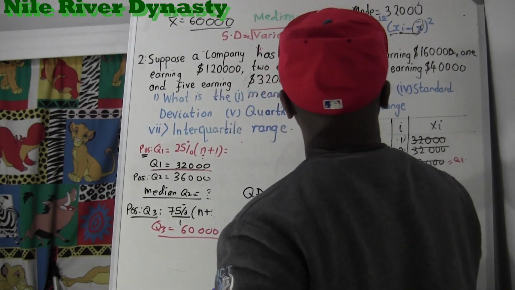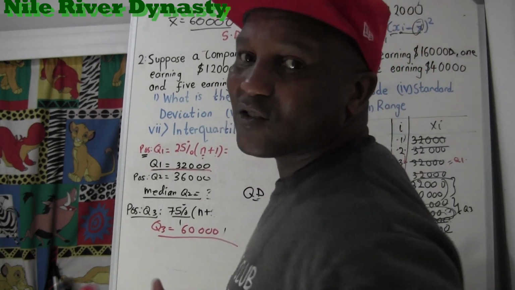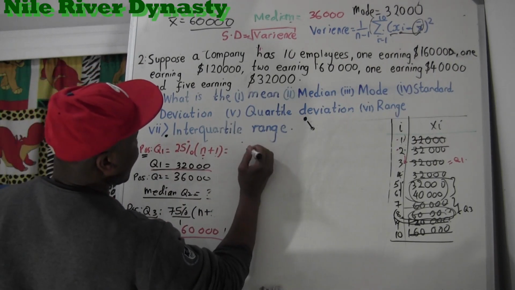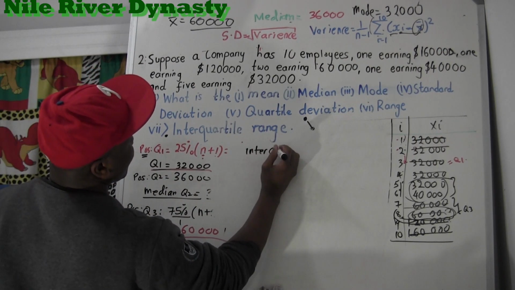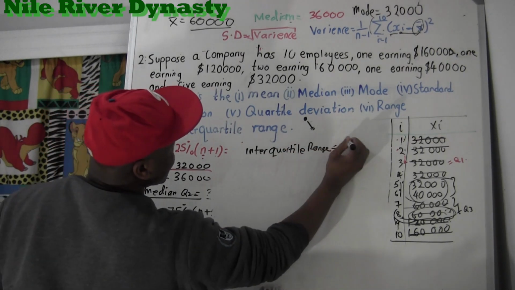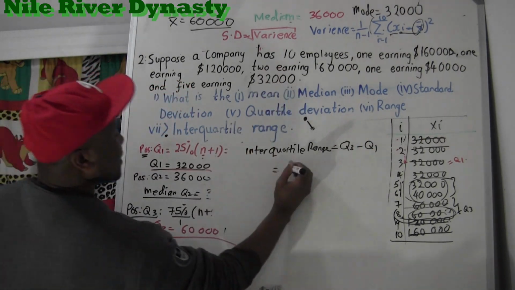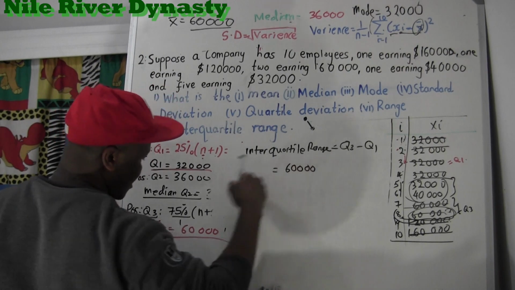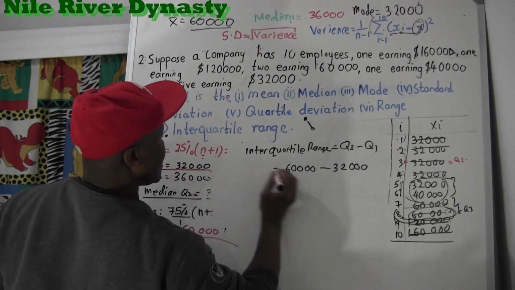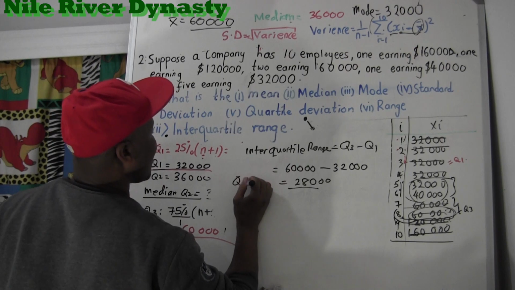Okay, before we go, let's find the interquartile range. The interquartile range is quartile 3 minus quartile 1. What is quartile 3? Which we did, 60,000, minus quartile 1. What is quartile 1? 32,000. So this is the interquartile range.